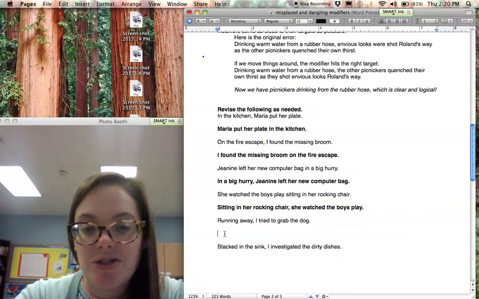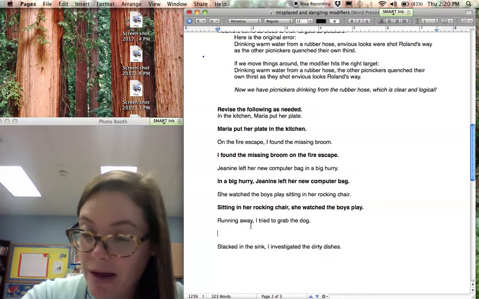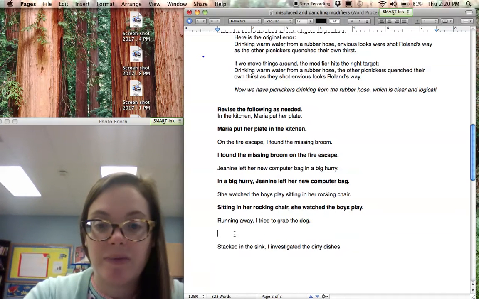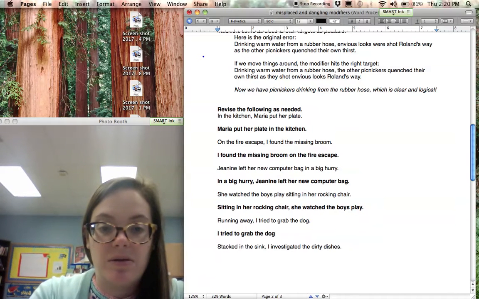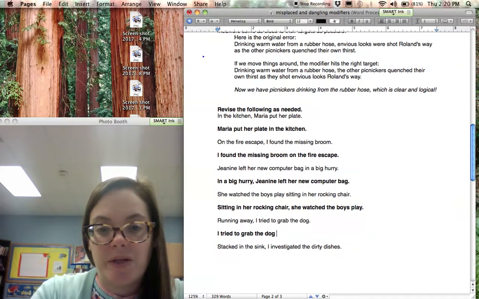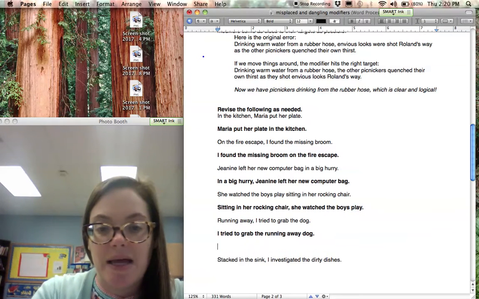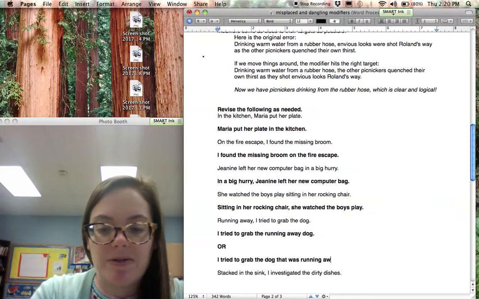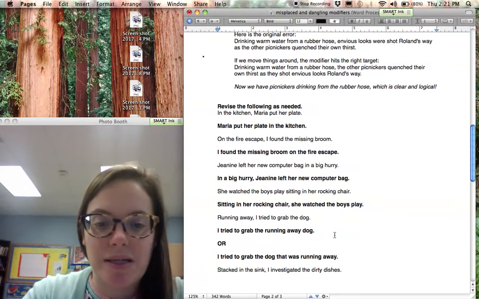All right, running away, I tried to grab the dog. So I'm assuming the dog is running away, and that's why we're trying to grab it. That's kind of what makes the most sense. So I'm going to move my modifier that's over here next to dog. So I tried to grab the dog. We could say the running away dog. So I'd put it next to it. Or I could say, I tried to grab the dog that was running away. That sounds a little bit better. So sometimes you'll have to change the sentence a little bit more, add commas, add in some words to make it make a little bit more sense.